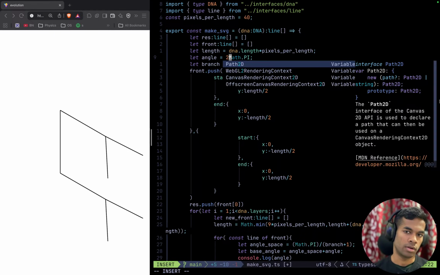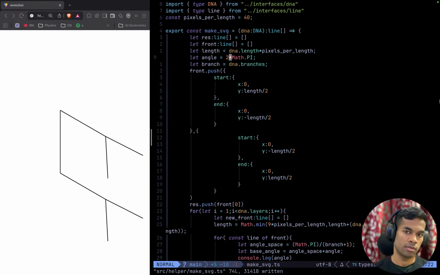Pi by 2. 2 into pi. It's a full degree rotation.